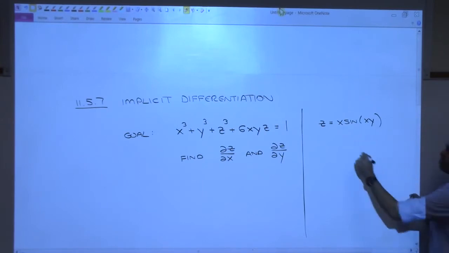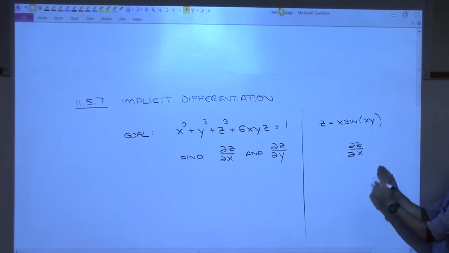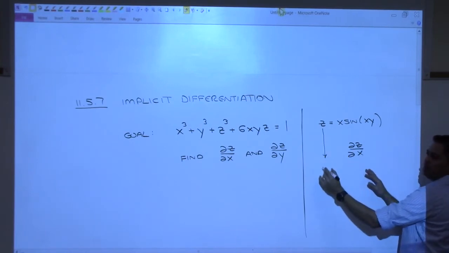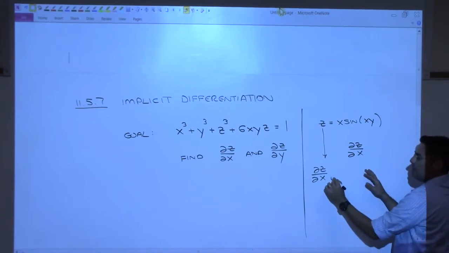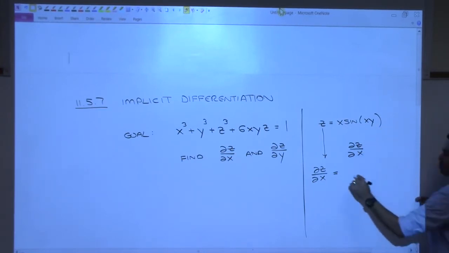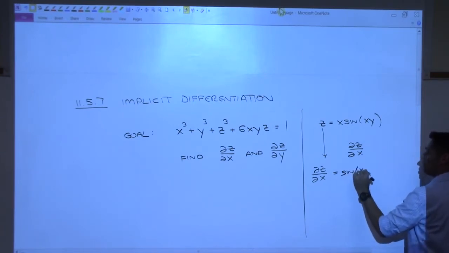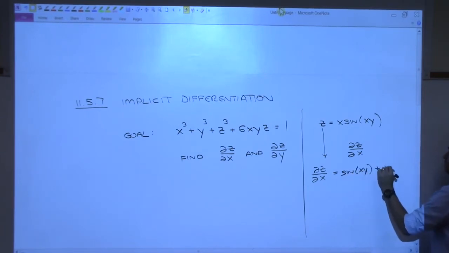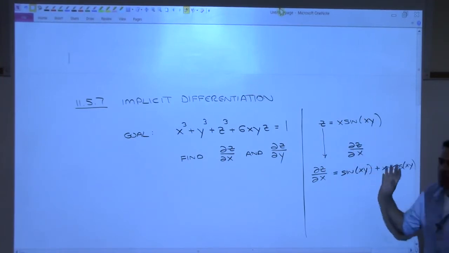We could find the partial of z with respect to x, and the way we did it is we took the derivative of the left side with respect to x, which was partial z with respect to x, yes? And on the right side, we held all our y's constant, and did the product rule, and we got sine xy plus xy cosine xy, right? So we did left side and then right side. Why can't you do that here?